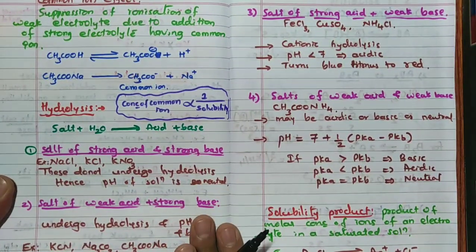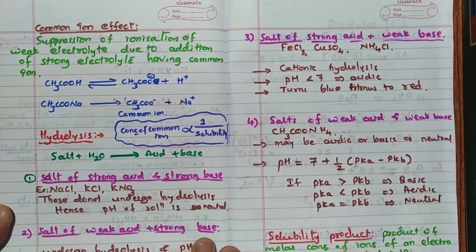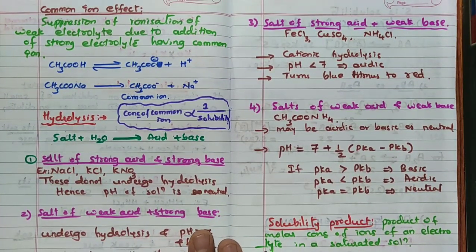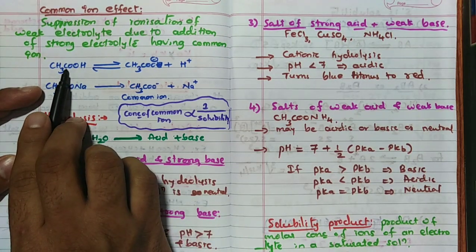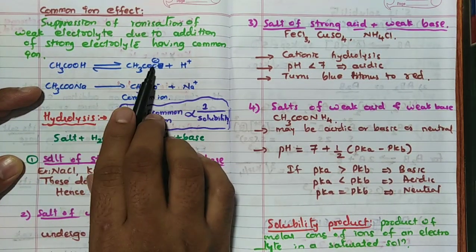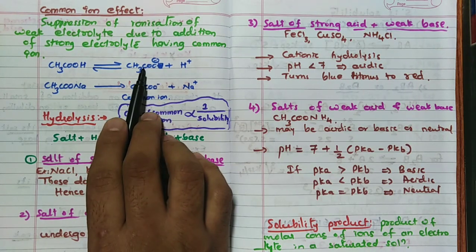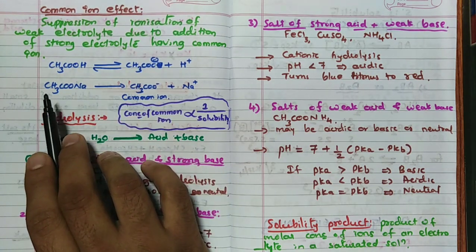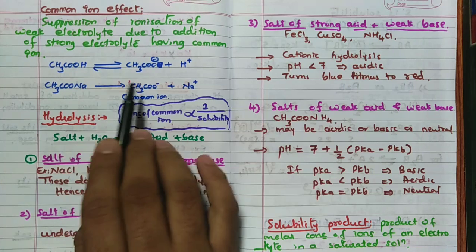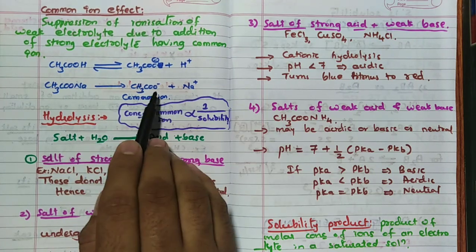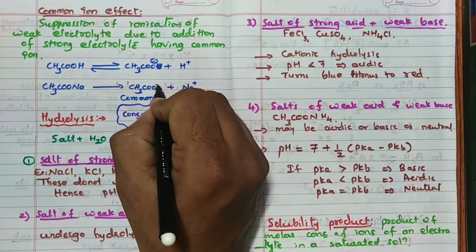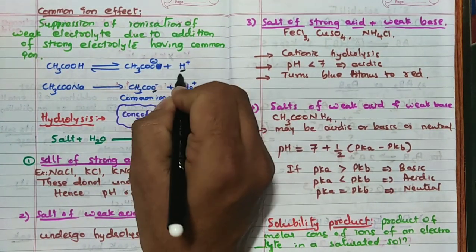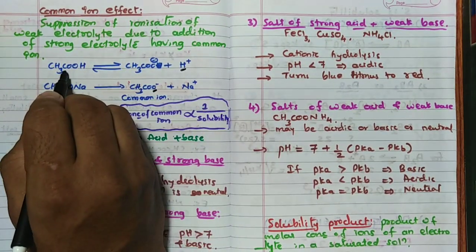Then common ion effect. Common ion effect is nothing but suppression of the ionization of the weak electrolyte by adding a strong electrolyte having a common ion. For example, you see acetic acid, weak acid. So when it ionizes, it will give H plus ion and CH3COO minus. Just imagine for this, if I add CH3COONa, what happens here? CH3COO minus and Na plus are going to form. This becomes the common ion, correct? Now this will react with H plus to form CH3COOH back.